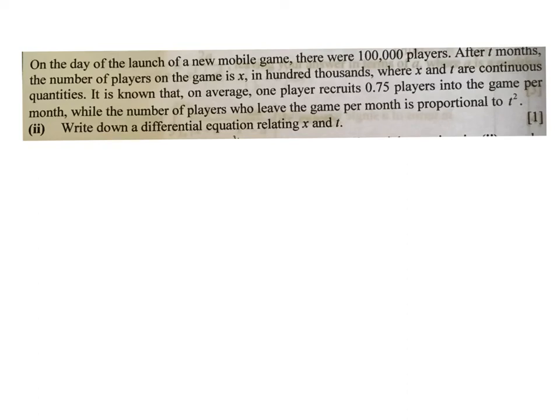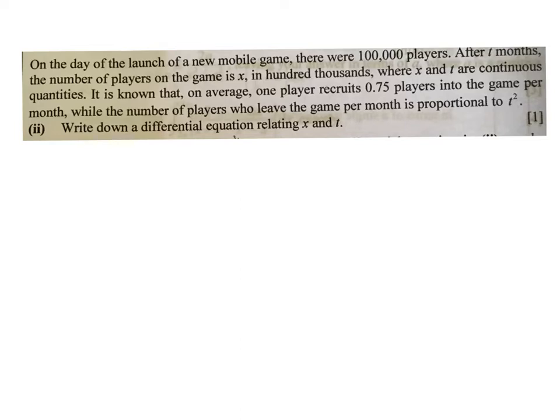Also, this question is actually quite straightforward. So there are 100,000 players. After T months, the number of players is X in 100,000, where X and T are continuous quantities, and it is known that on average one player recruits 0.75 into the game per month, while the number of players who leave the game per month is proportional to T squared. Now write down a differential equation relating X and T.